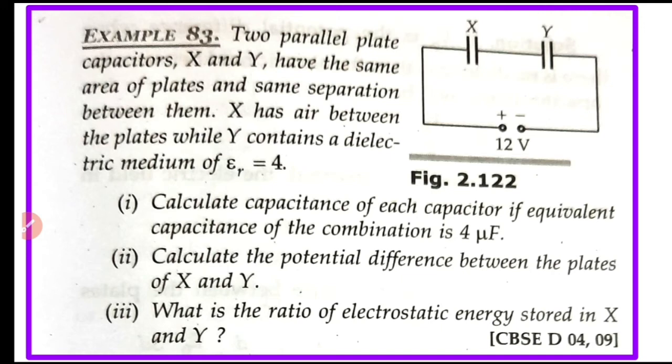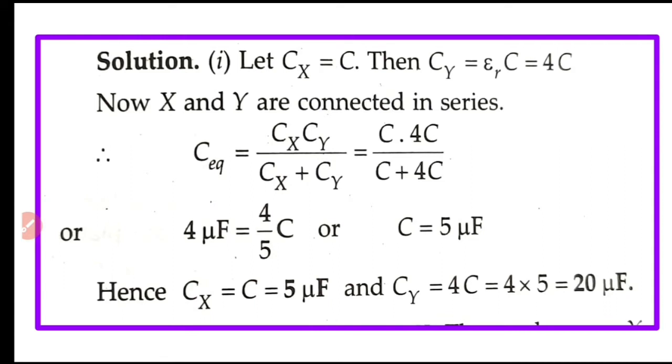So it's given two parallel plate capacitors have same area and same separation. So physical dimensions are same, but X has air and Y has what? Dielectric medium. So if dielectric medium of dielectric constant 4 is there with Y, we can say that its capacitance will be 4 times the capacitance of X. That is the first point. That is, if Cx is equal to C, then Cy will be equal to 4C.